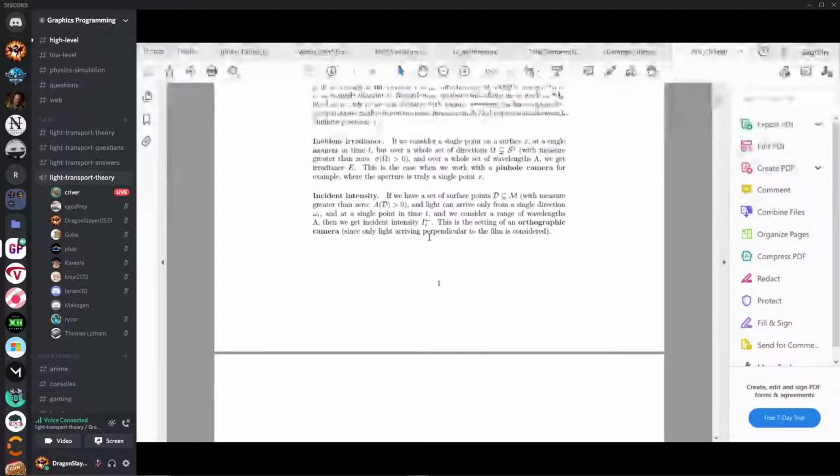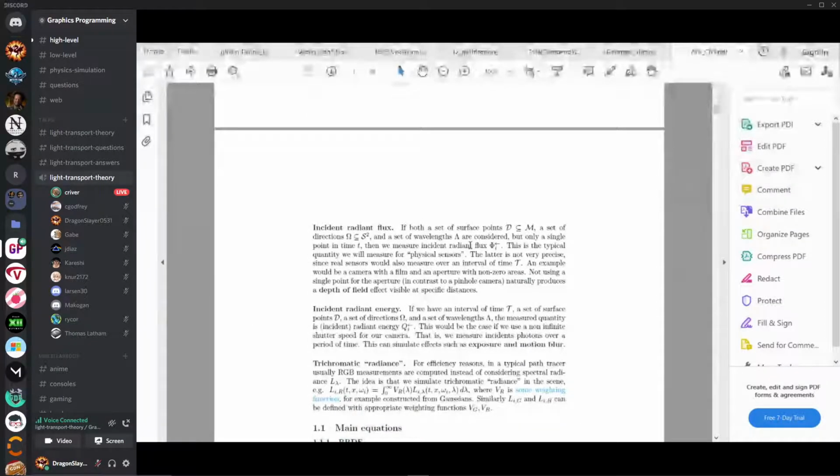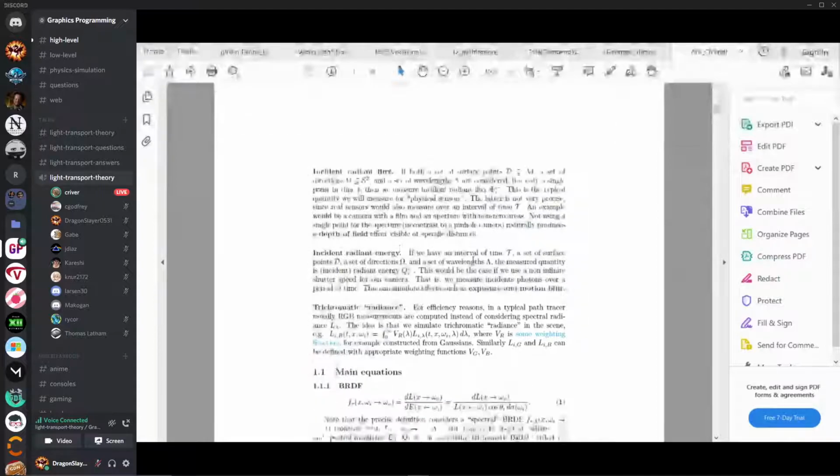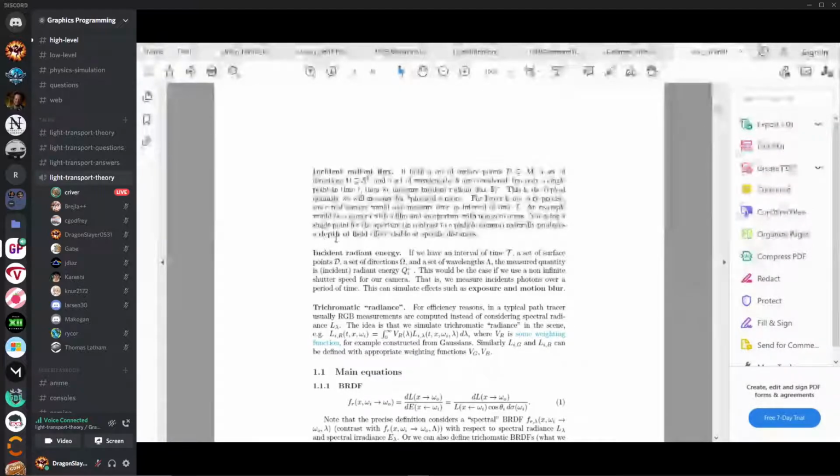Now, for instance, if you consider an orthographic camera, you're measuring intensity at each pixel, simply because you consider only a specific direction, which is orthogonal to your film. Finally, if you consider a camera that, let's say, has a lens or it's not pinhole and it's not orthographic, so you consider both a set of directions for each pixel and it has an area that is non-zero, then you can simulate effects such as depth of field, and you are really measuring radiant flux.